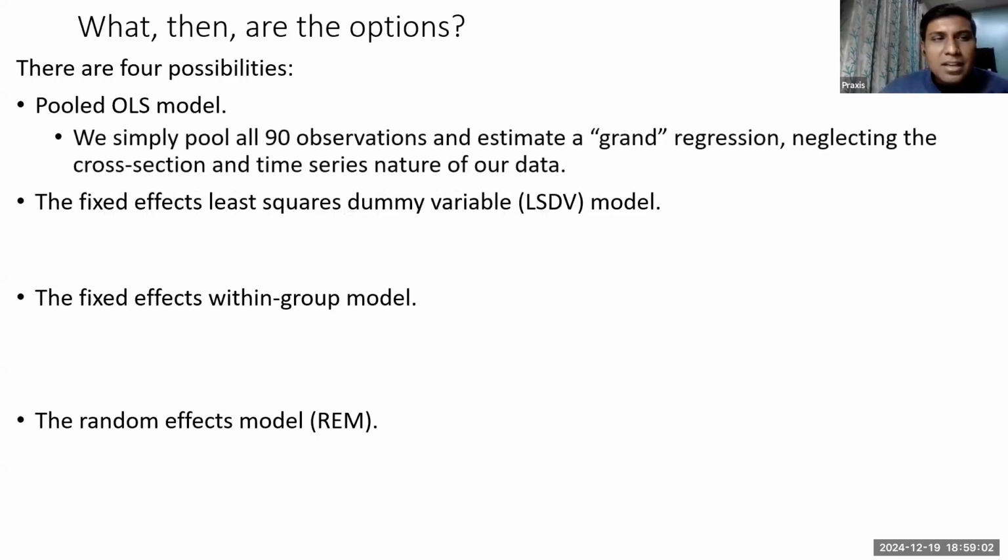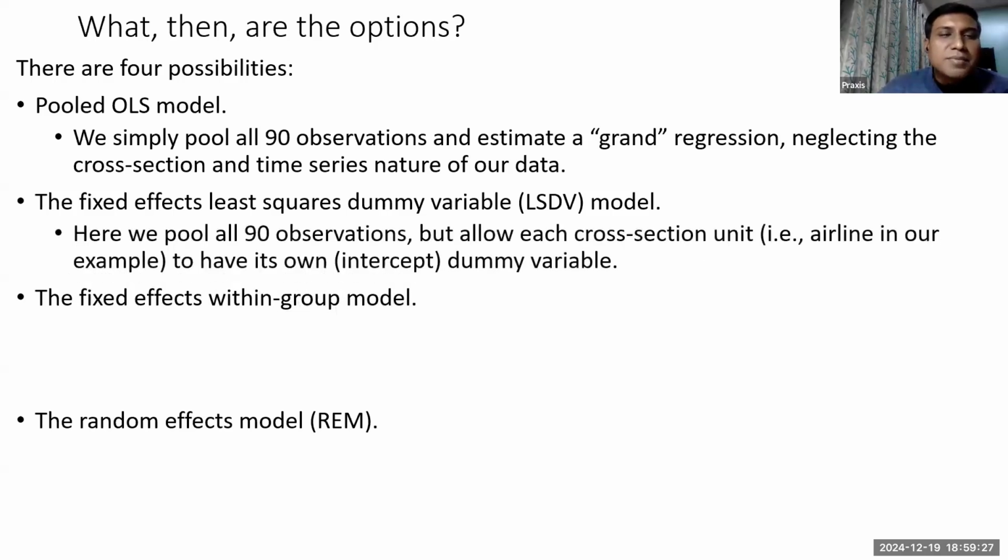So in brief, pooled OLS model is basically we'll simply pool all 90 observations and estimate a grand regression. We'll neglect or ignore the fact that we have panel data, right? We'll simply pool them and do a regression. Yes? Anyone is asking anything? No.